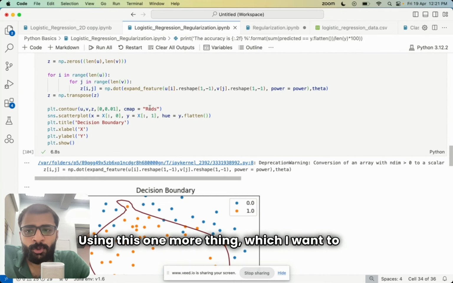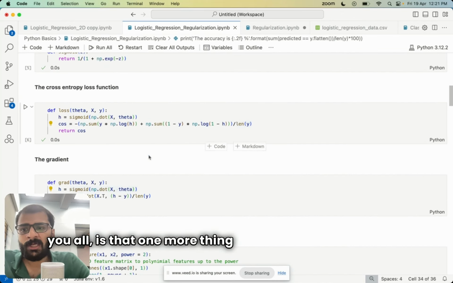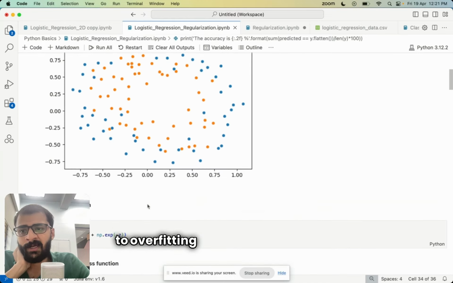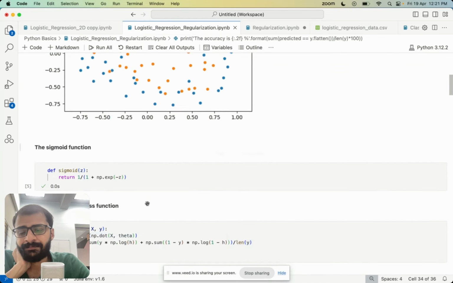One more thing which I want to show you all is that one more thing which actually contributed to overfitting is the use of the order.